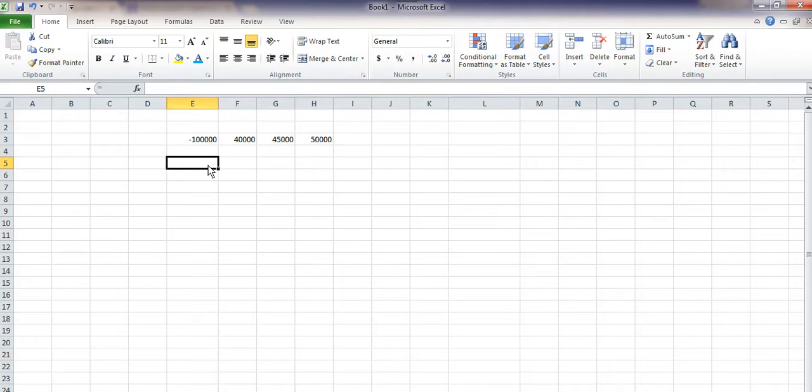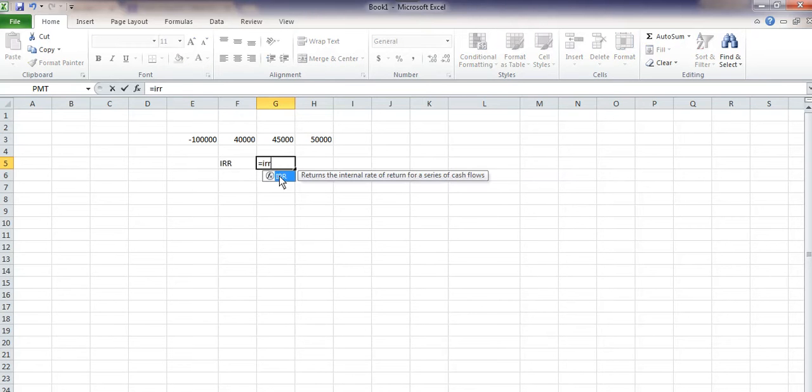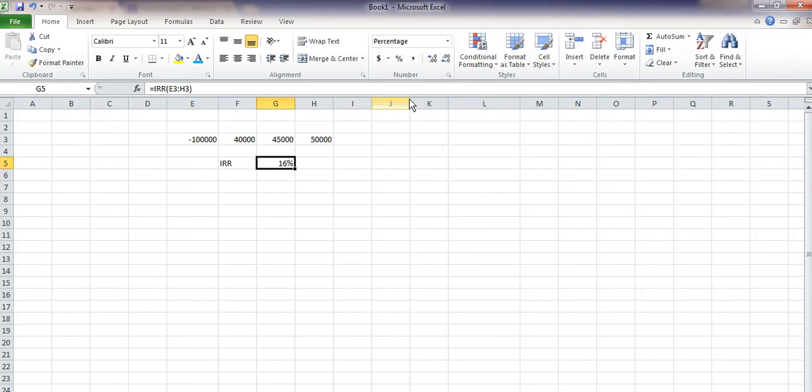Now, as in my earlier video, I have shown calculating IRR is very easy. Suppose we find IRR here, then we simply select all positive and negative inflows, and this is the internal rate of return figure, 15.98%.